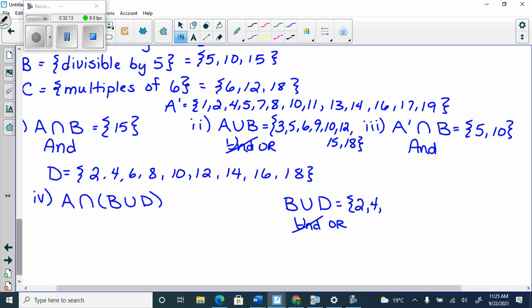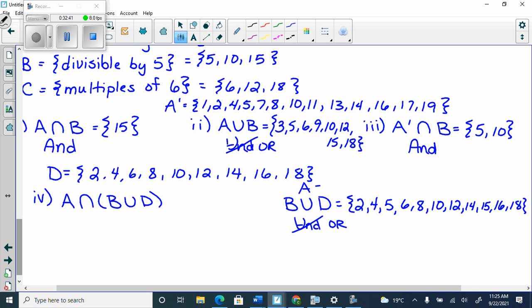So we have 2 and 4 are in D. Then 5 is in B. Then 6 and 8 are in D. Then 10 is in both. So I still list it. Then 12 and 14 are in D. Then 15 is in B. Then 16 and 18 are in D. And then above it, I'm going to list what's in A.